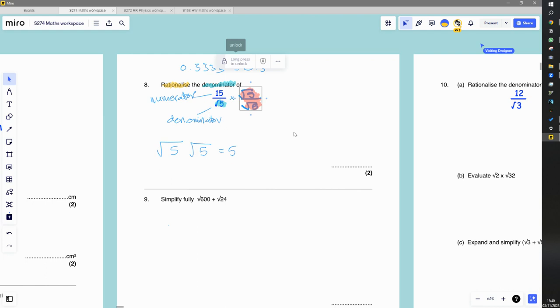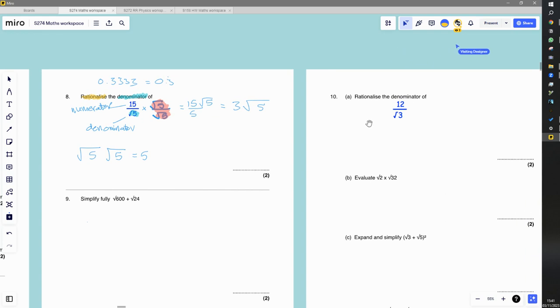So when I do that, I get at the bottom root 5 times root 5, which we know is 5. So I now have a rational denominator, so I've rationalized the denominator. And at the top, I get 15 root 5. And that can be simplified because 15 divided by 5 is 3. So the answer is 3 root 5.